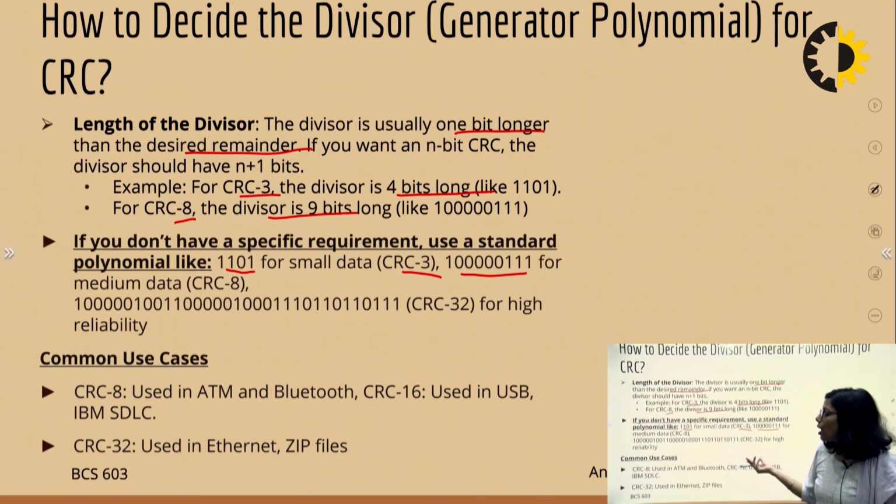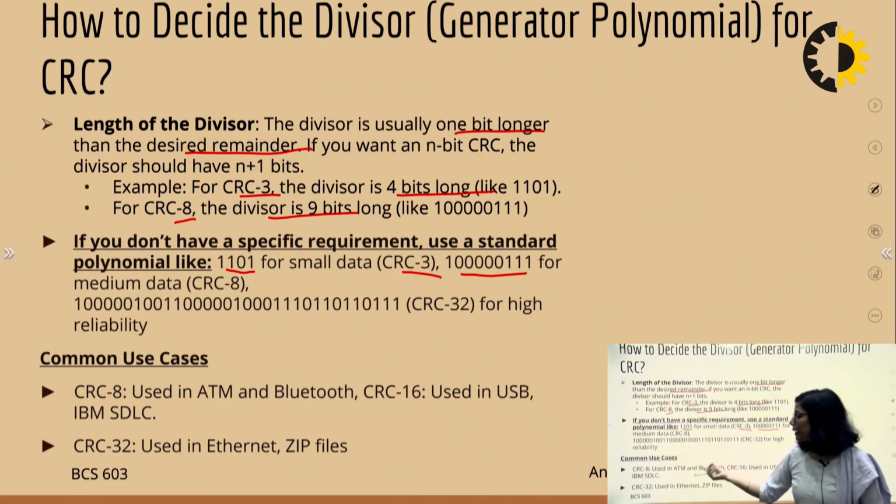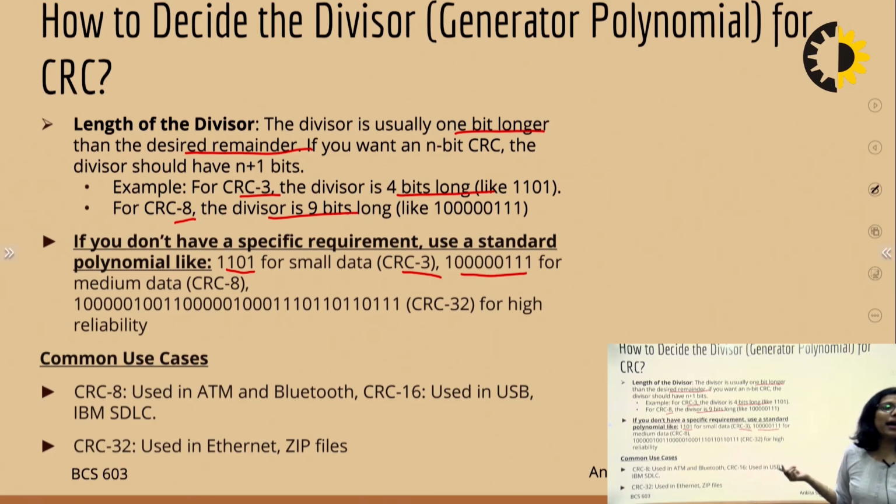Now, there are very common use cases. For example, in ATM and Bluetooth, we use CRC8, whereas in USB and IBM SDLC, we use CRC16, whereas in Ethernet, whatever LAN we are going through, it is using CRC32.